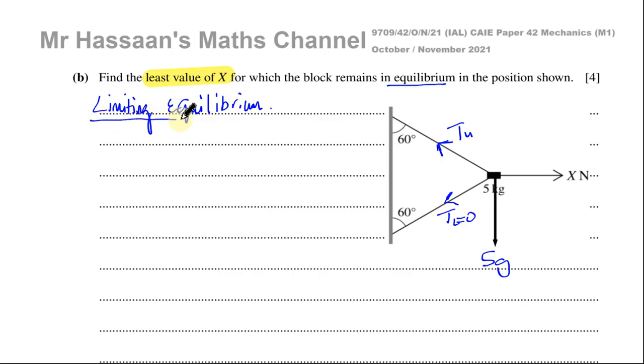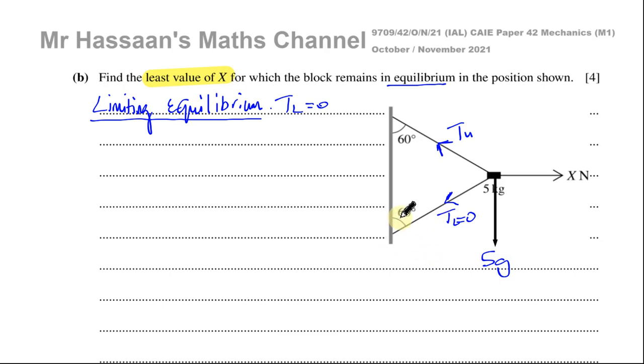When it's in limiting equilibrium, the tension in the lower string will equal 0. So we want to find the point at which it is still in equilibrium, but the tension in the string is 0. So it's just on the point of leaving its equilibrium. That's what you have to find.